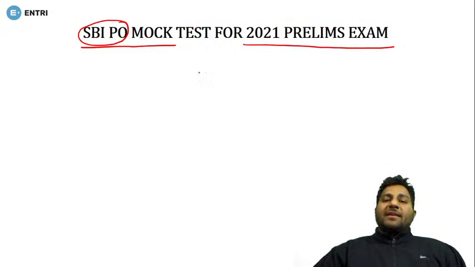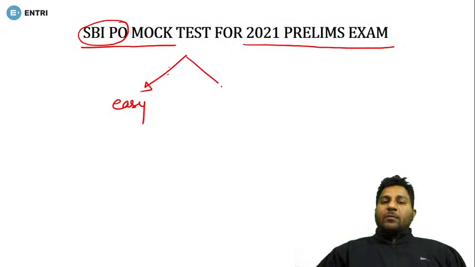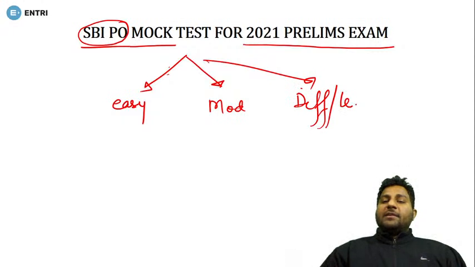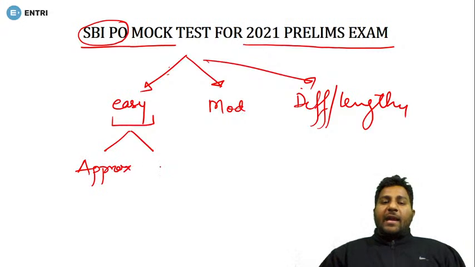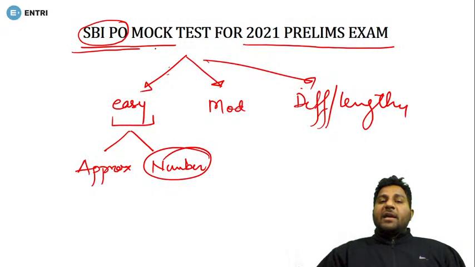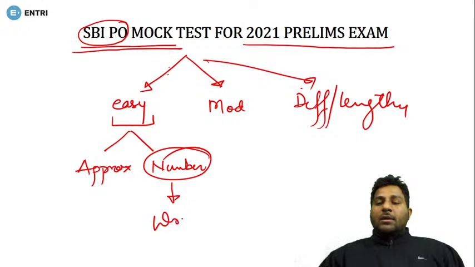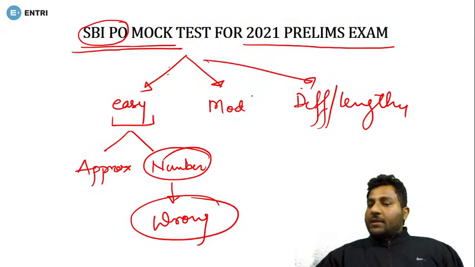Okay, so in this mock test I have brought three segments. One is the easy segment, the second one is the moderate segment, and the third one is the difficult or lengthy segment. Let's have a look at these three segments. The first is the easy one, in which I have brought approximation questions and number series questions. And remember, looking at the SBI PO level, I have brought wrong number series instead of missing number series.